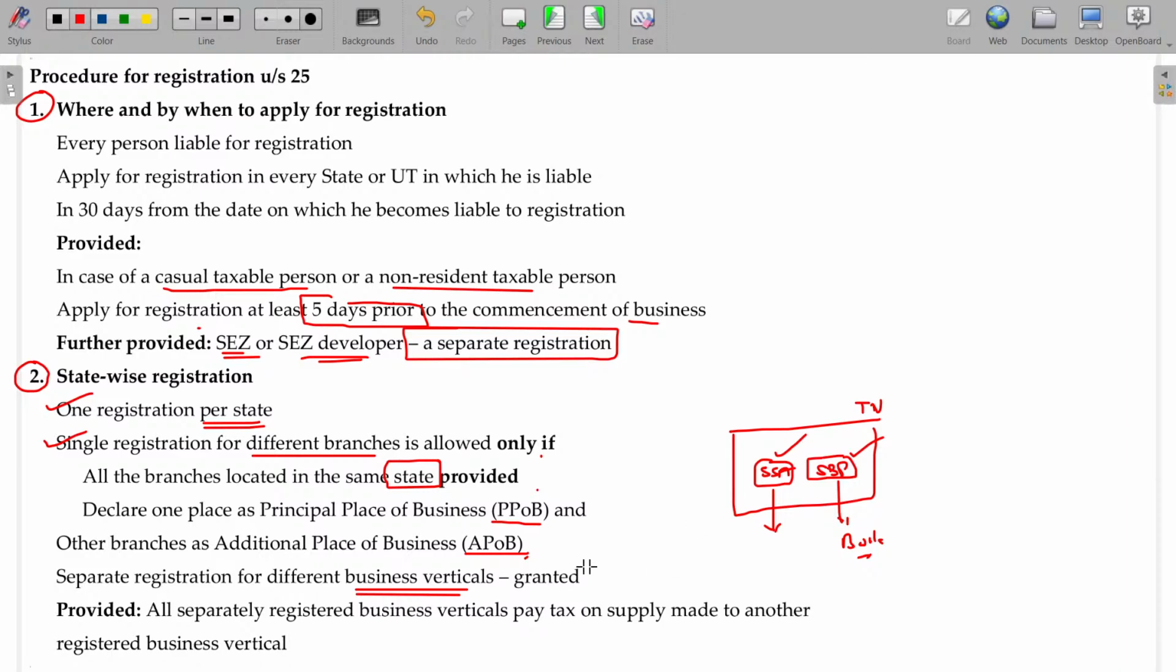Separate registration for different business verticals is granted, provided all separately registered business verticals pay tax on supply made to another registered business vertical. If there is any supply from SSA to SBB, GST will be leviable. Okay. So if SSA and SBB are under the same roof, supply between these two will not be applicable for the GST. Second point.